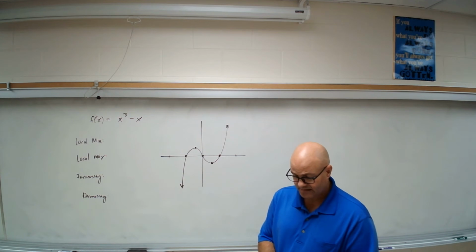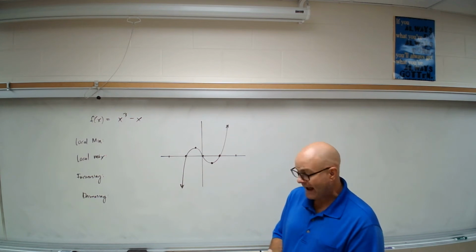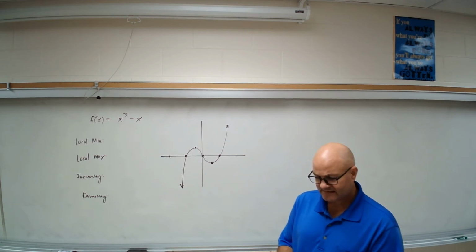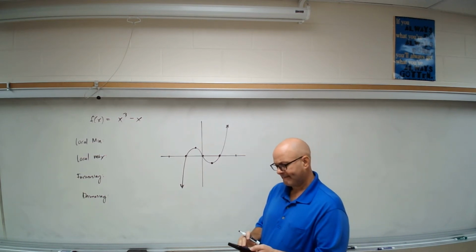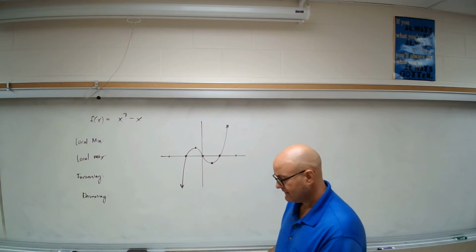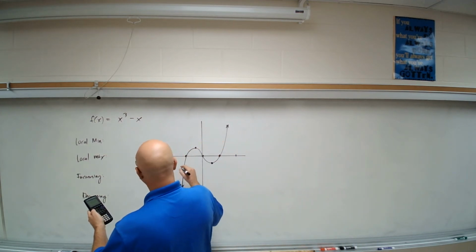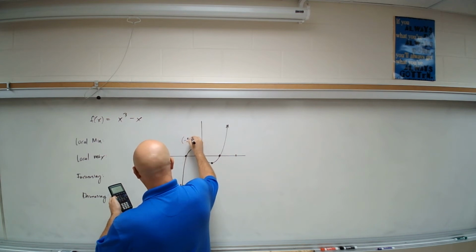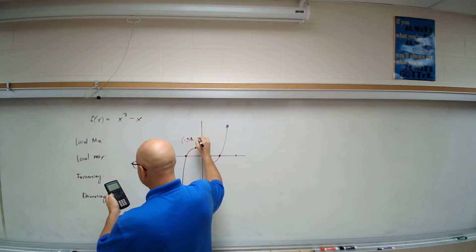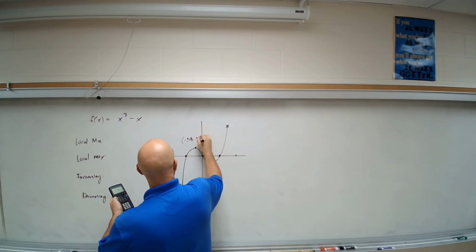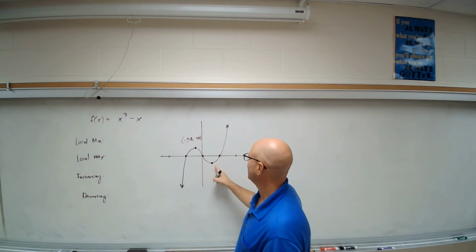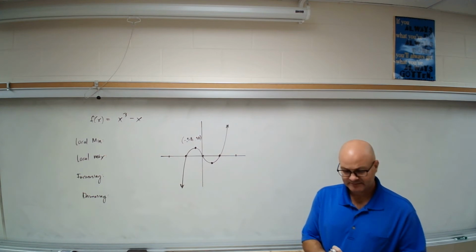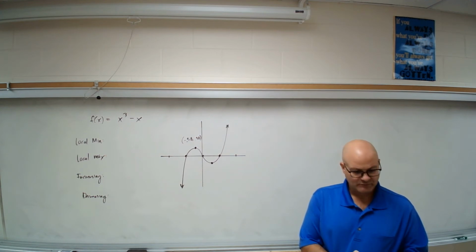We could just do our calculate, maximum. Then it's going to ask you for your bounds and all that fun stuff. So this point here, what is it? -0.58. We'll just do 2 decimal places. And then 0.38 is this point. Over there should be the reflection of that point.